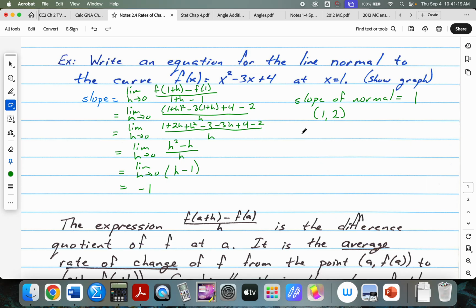And I can do the point slope equation. y is equal to the y value that I have, 2, plus the slope, 1, times x minus the x value at the point, 1. And again, your book is always going to go ahead and rewrite that in slope-intercept form. Any questions about that?